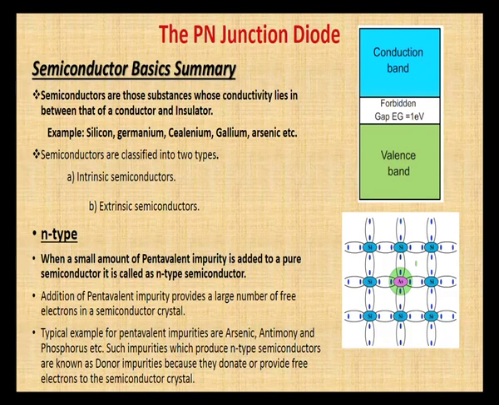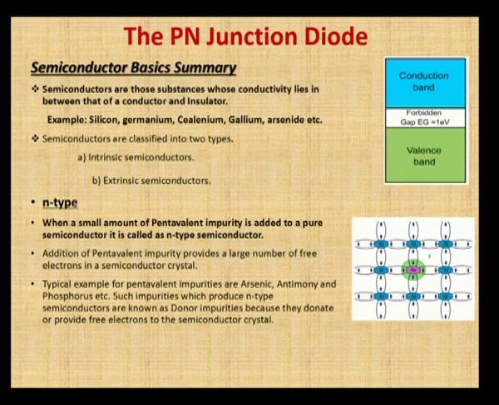Another example of the pentavalent is antimony, phosphorus are some of the examples. The doping agent which we are adding to the extrinsic semiconductor to make it n-type is called donor impurities, which will donate the free electrons to the silicon, so that we can get the free electrons for the conduction.